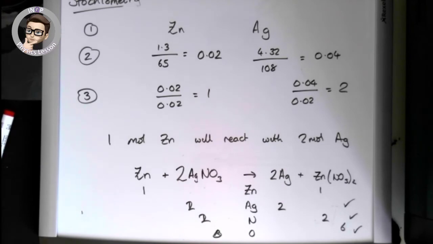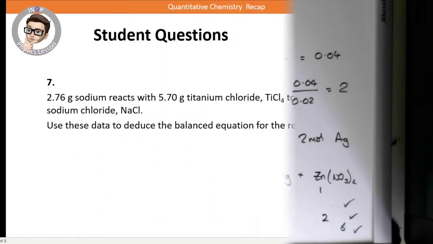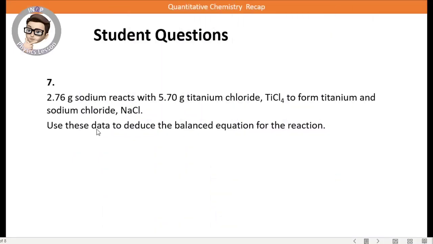So your turn to have a go now. I'll put the question up. I'd like you to work out the balanced equation. So stoichiometry again. 2.76 grams of sodium is going to react with 5.7 grams of titanium chloride, TiCl4, to form titanium and sodium chloride, NaCl. Use this data to deduce the balanced equation for the reaction.